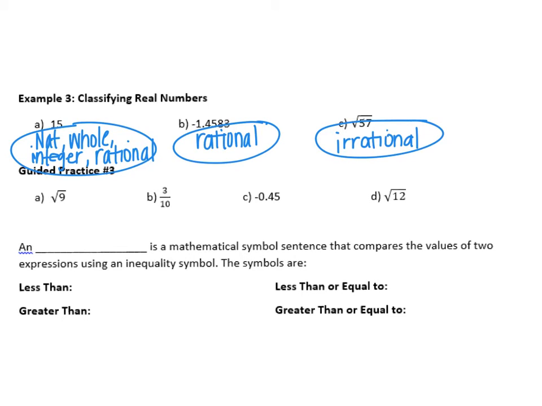All right, guided practice. This is where I encourage you to stop and do these on your own. I'll give you a second to pause it, and then I'm going to go through and show you the answers. All right, A, the square root of 9. 9 is a perfect square, so that's actually 3, which makes it a natural number, a whole number, an integer, and a rational number. So I'm going to say natural number, whole number, integer, rational.